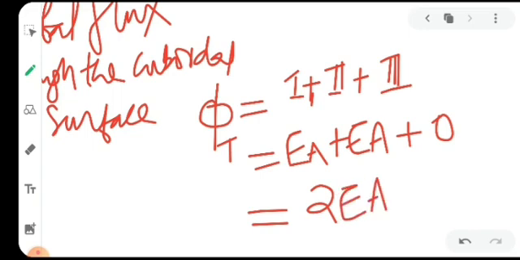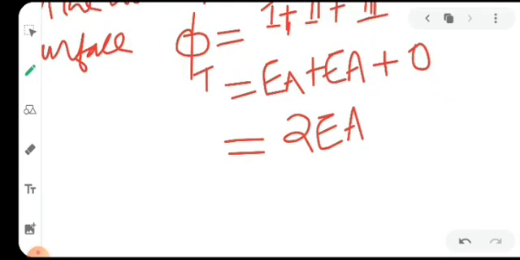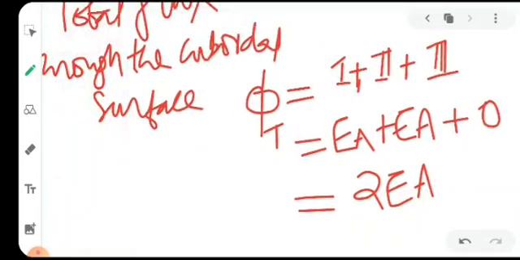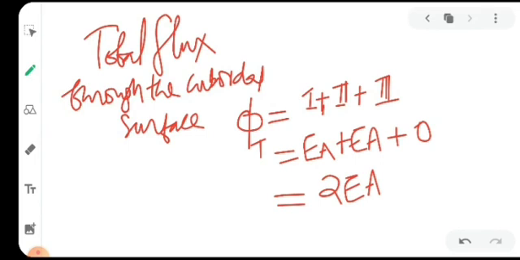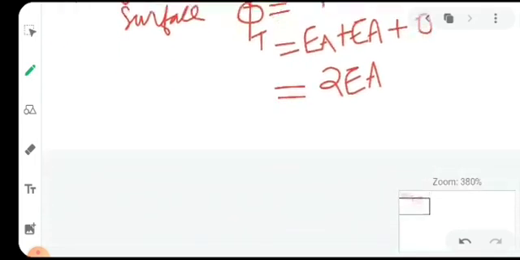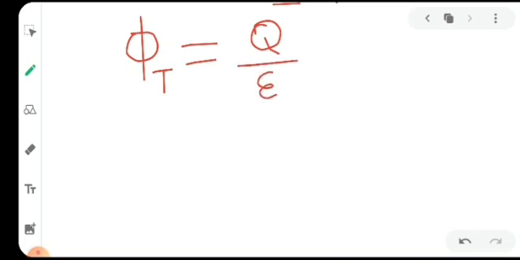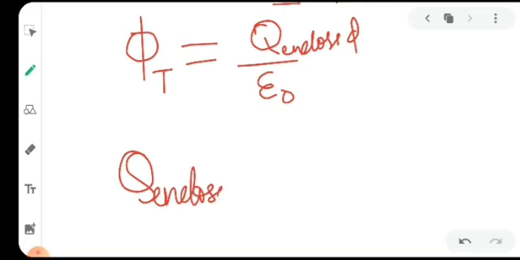So that is your net flux through the closed surface. That is the value of the net flux through the closed cuboidal surface. That is the total flux through the closed cuboidal surface. According to Gauss's law, this net value is equal to Q enclosed by the closed surface divided by epsilon 0. I can call it Q enclosed. What was Q enclosed? Q enclosed was earlier found. Q enclosed is given by sigma A.